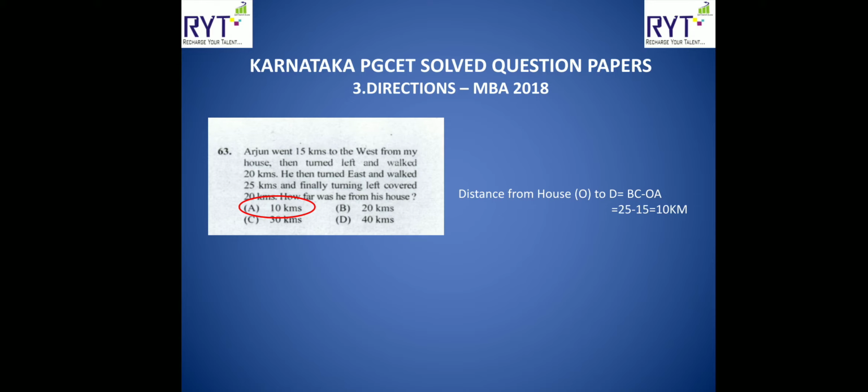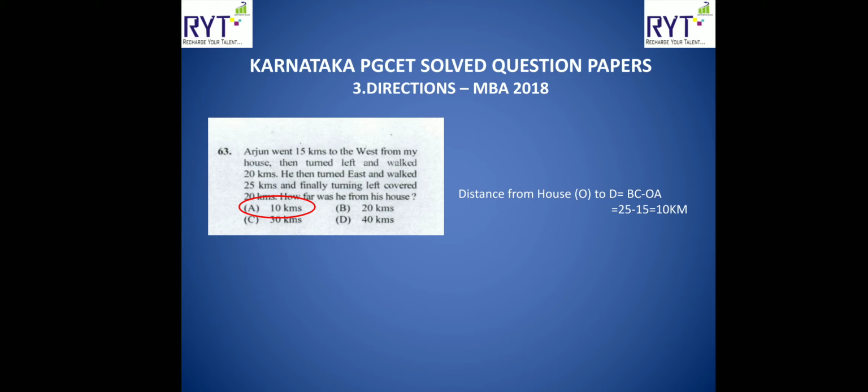Next question, also from MBA 2018. Arjun went 15 kilometers to the west from my house, then turned left and walked 20 kilometers. He then turned east and walked 25 kilometers. And finally, turning left, covered 20 kilometers. How far was he from his house?